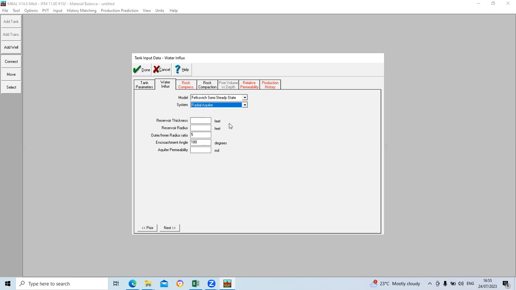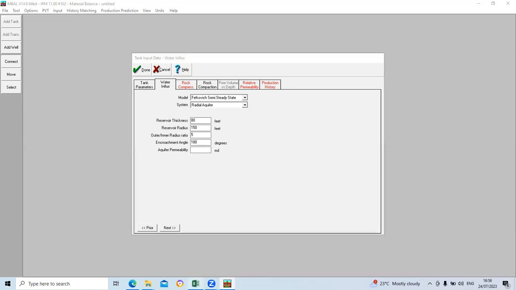So from there we have to input these parameters. We have our reservoir thickness, let's say around 80 feet. Our reservoir radius in feet, let's just say 150 feet. We have our inner radius ratio, the outer over the inner radius. Then we have our encroachment angle, let's say it's 180 degrees. Then we have our aquifer parameter.